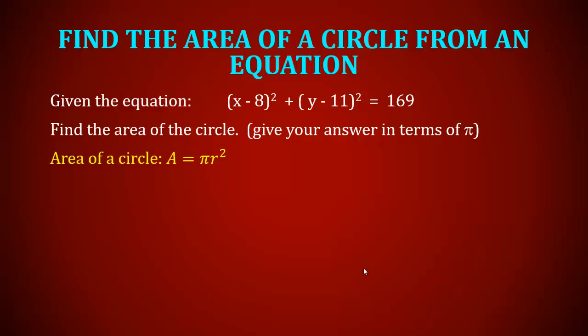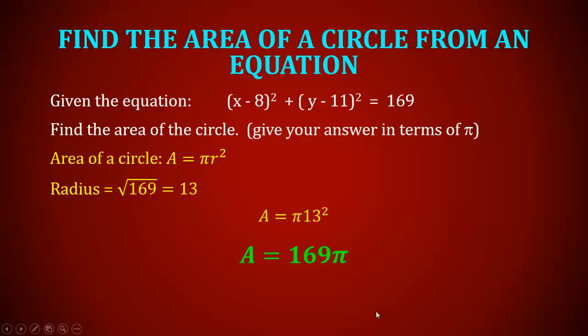This is going to be really, really easy. The radius is the square root of 169, which is 13. And so our area equals pi times 13 squared, or just 169 pi. Now, look at this and look at this. Assuming they give you the radius squared in the equation, you just take that, add a pi, and you're done. Simple as that.